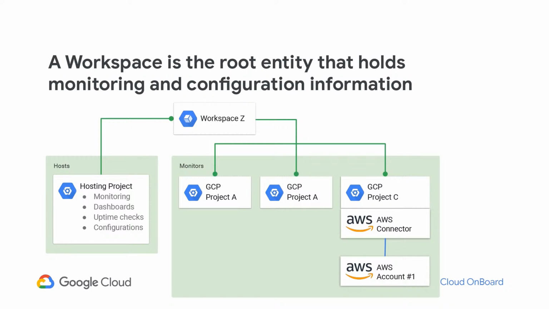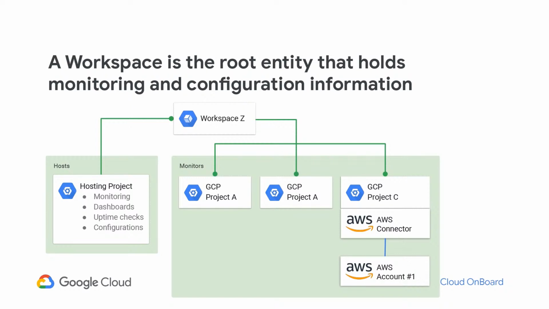Your workspace contains the dashboards, policies, checks, notifications, channels, groups, and group notifications that you can use to monitor a project. Everything is a part of the workspace. It can access the metric data from the monitored project, but the metric data and the log entries remain in the individual projects. The first monitored GCP project in a workspace is called the hosting project, and it must be specified when you create the workspace. The name of that project becomes the name of your workspace, in this case Workspace Z, as you can see here.